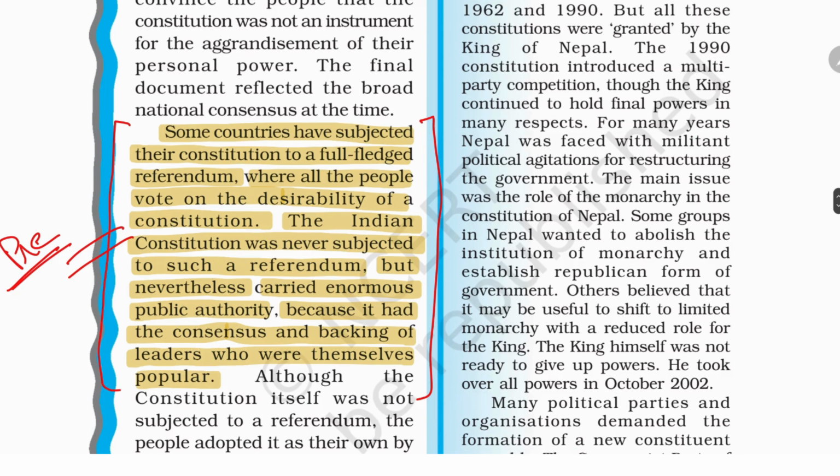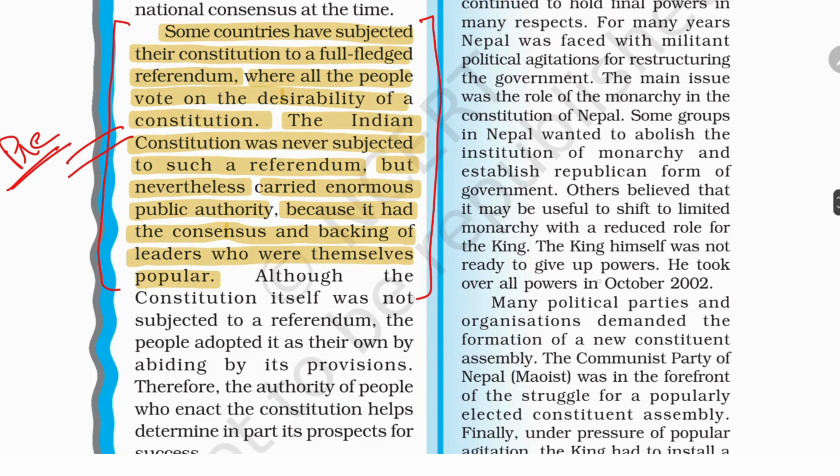For many years, Nepal was faced with militant political agitations for restructuring the government. The main issue was the role of the monarchy in the constitution of Nepal. Some groups in Nepal wanted to abolish the institution of monarchy and establish a republican form of government. Others believed that it may be useful to shift to a limited monarchy with a reduced role of the king. The king himself was not ready to give up powers. He took over all powers in October 2002.